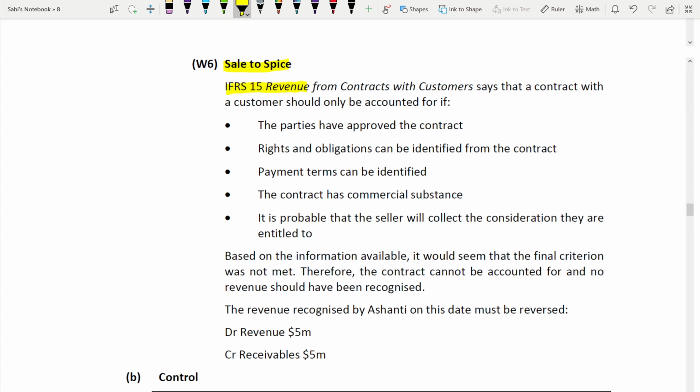Fifth, last one. All the conditions have to be met for it to be recognized as revenue. Fifth, it is probable that the seller will collect the consideration they are entitled to. Yes, the seller is going to receive whatever the contract price says, once they have delivered the goods or the service.